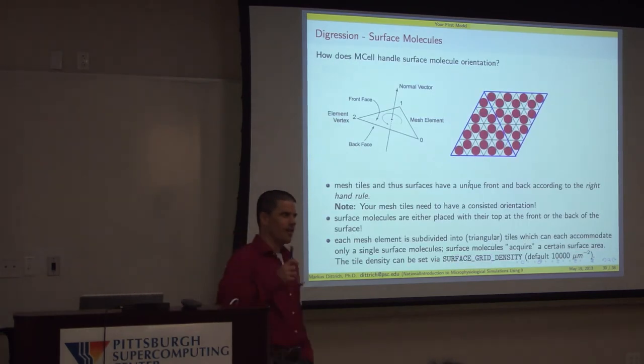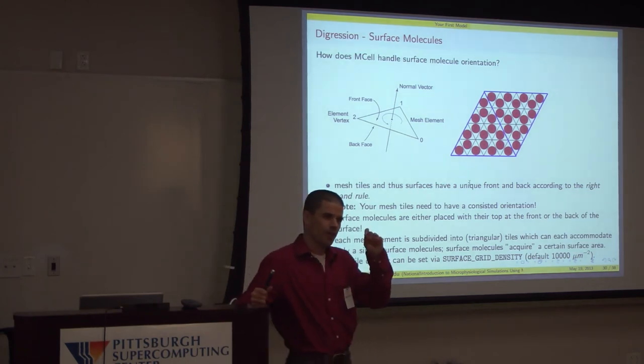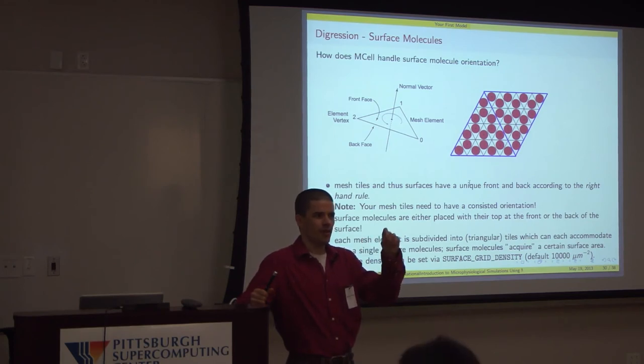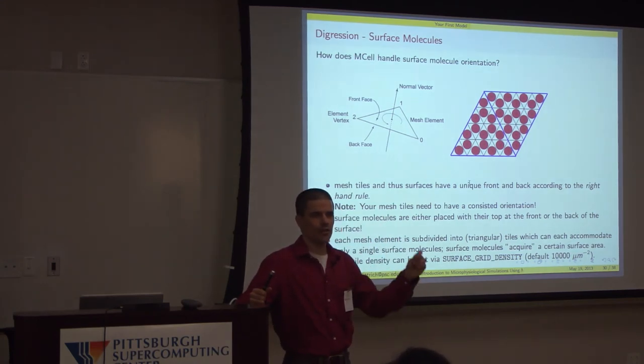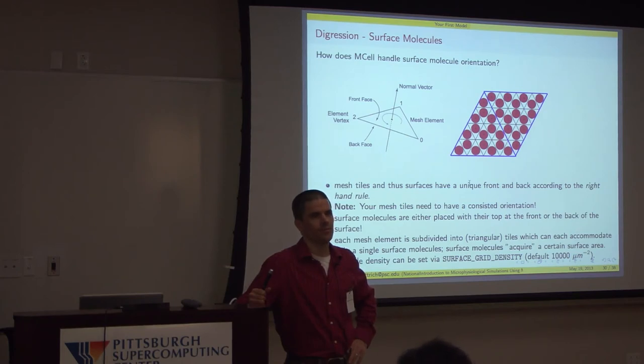The surface molecules themselves are, again, point particles, but they always occupy a tile. So if a surface molecule is on a given small tile, and another surface molecule wants to diffuse onto that tile, it can't. On the surface, they don't really collide per se.